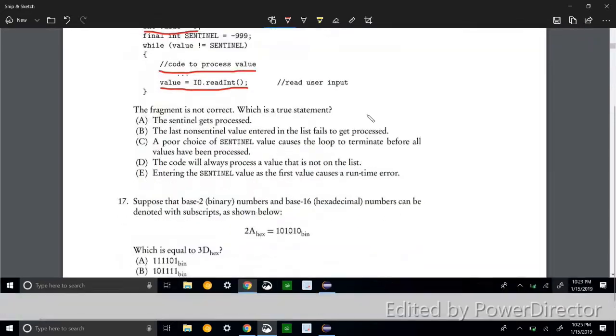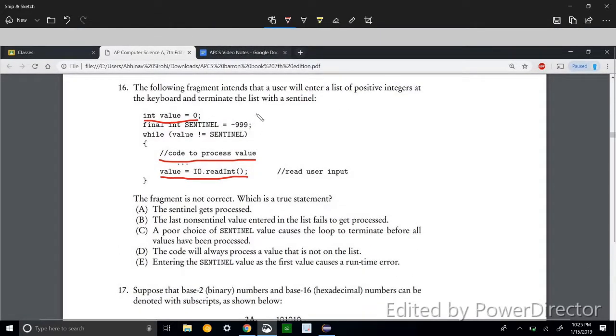And so to fix this, the programmer should have put this statement outside over here in order to let the computer first take the value and then process it. So the answer to this question is D.